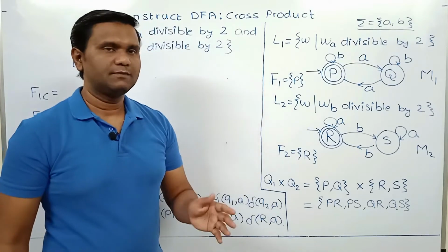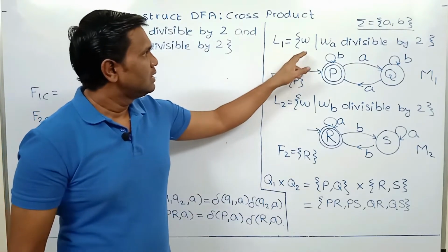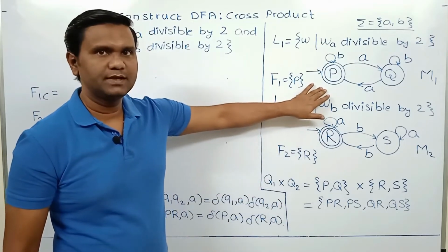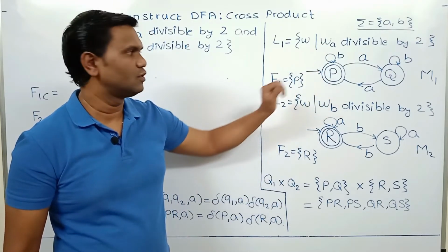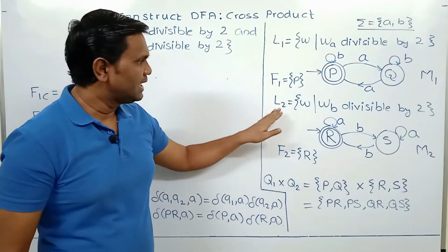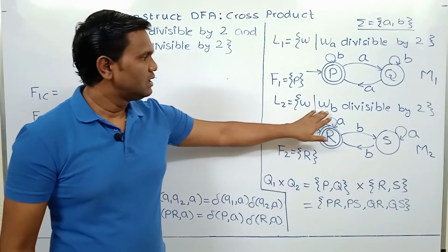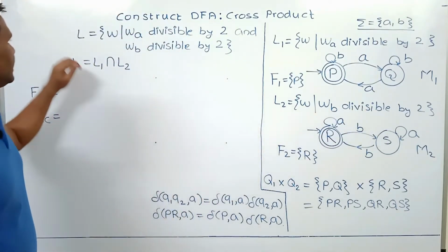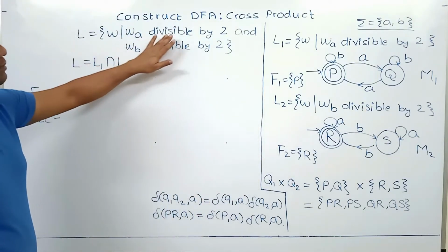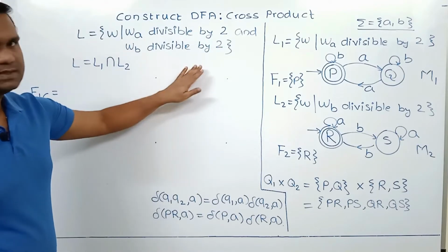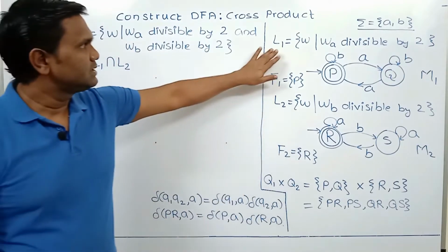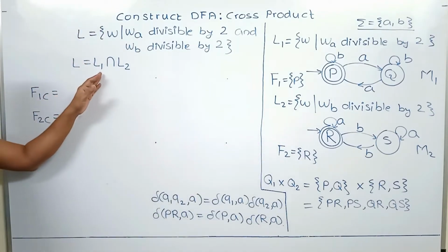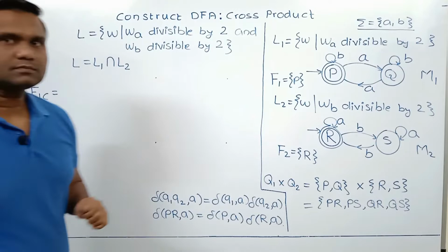Now consider two languages. L1, W such that number of A's divisible by 2. So we get this DFA. We have studied this DFA before. And consider language L2. Here number of B's is divisible by 2. Now if we consider language L, number of A's divisible by 2 and number of B's divisible by 2, it is intersection of L1 and L2. Language L is equal to L1 intersection L2.